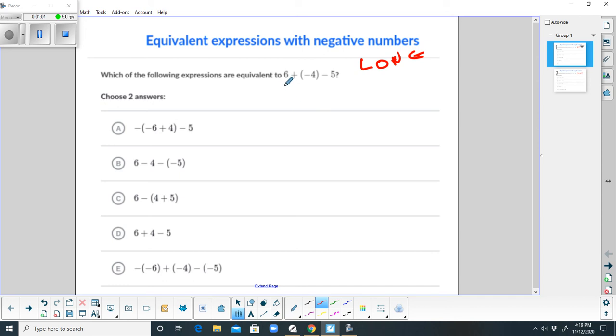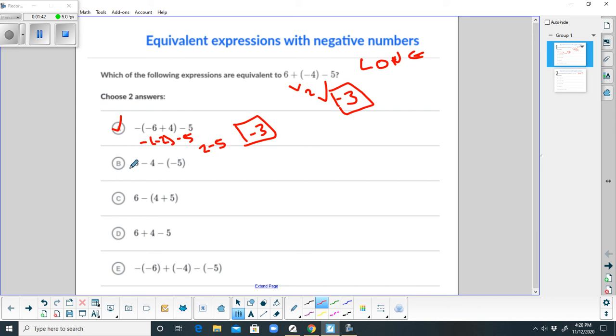So for example, 6 plus negative 4 is positive 2. Positive 2 minus 5 is negative 3. So we want to figure out which of these match negative 3 as an answer. The first one, if I follow the order of operations, negative 6 plus 4 is negative 2. So this is the negative of negative 2 minus 5. The negative of negative 2 is 2, and 2 minus 5 is negative 3. So this one matches.